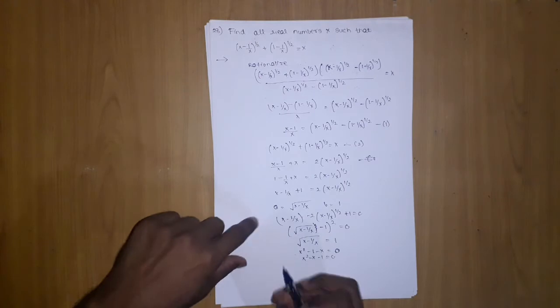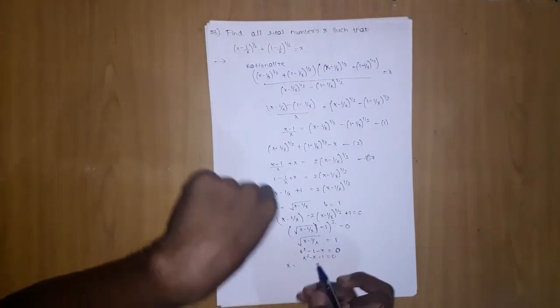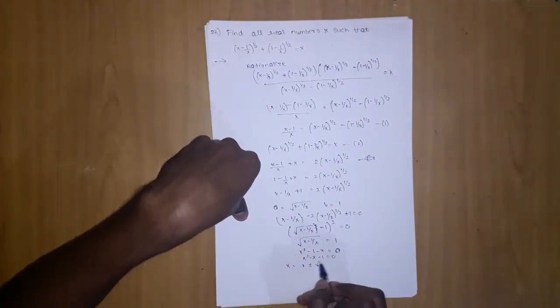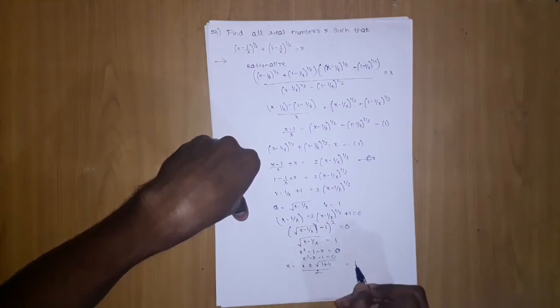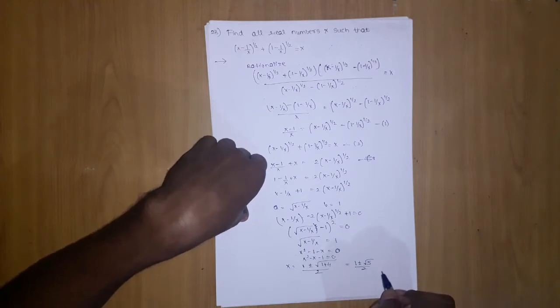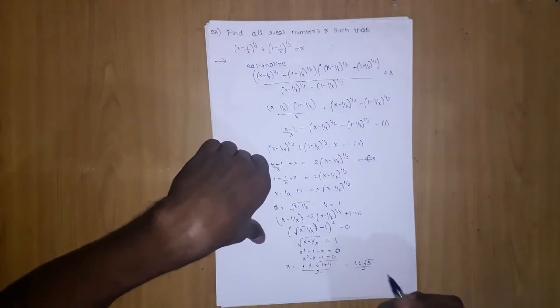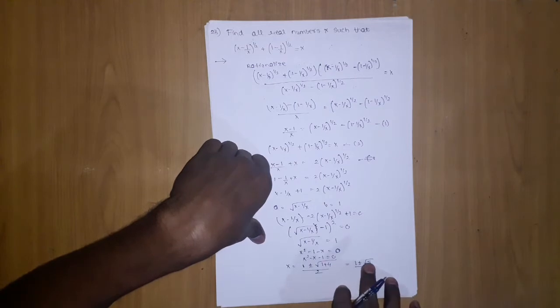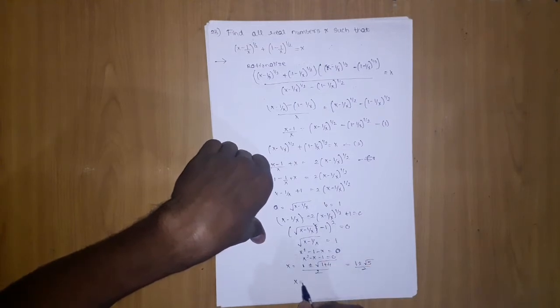Okay guys, the x I am getting is irrational, so it will be (1 plus minus under root 1 plus 4) upon 2, which gives plus minus under root 5 by 2. Now, x cannot be negative because it is under root. So we will take the x value as (1 plus under root 5) upon 2.